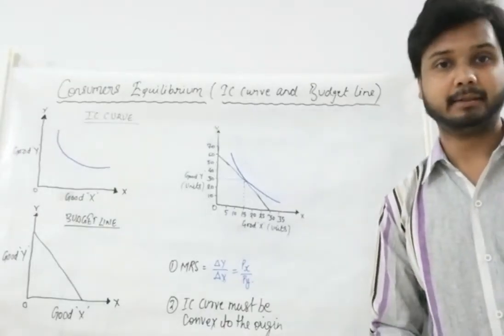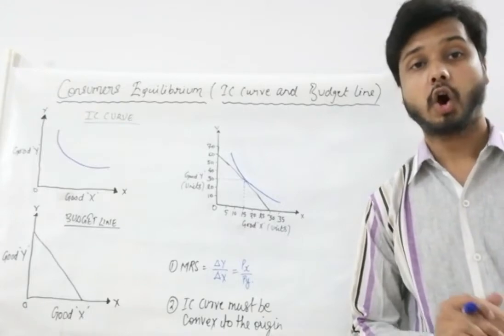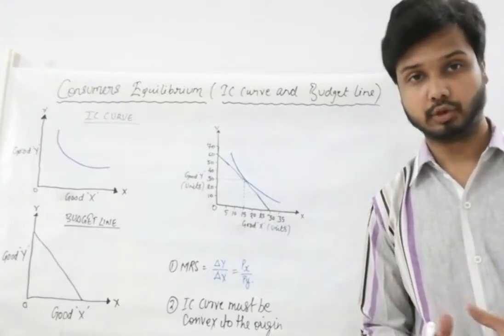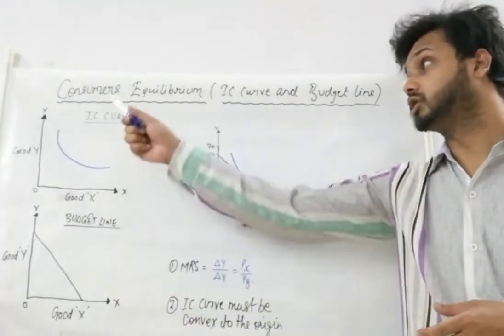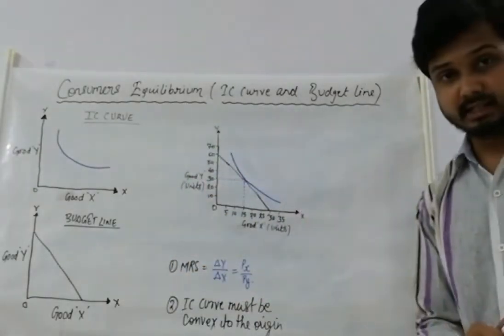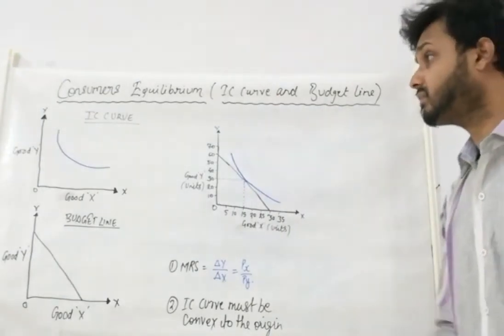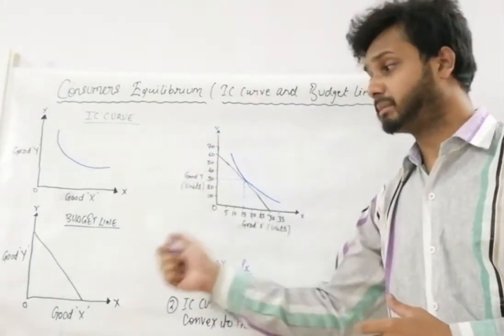Hello students, in the previous video we have seen the concept of consumer's equilibrium on the basis of the cardinal approach. Now we will understand consumer's equilibrium with the help of indifference curve and budget line. This is also known as the ordinal approach. What are indifference curve and budget line?